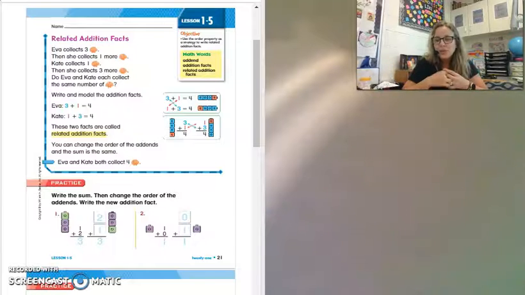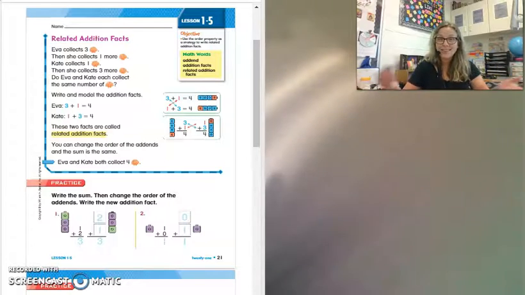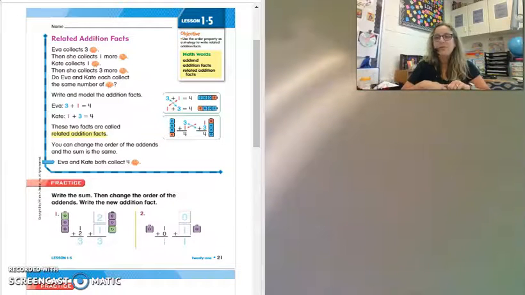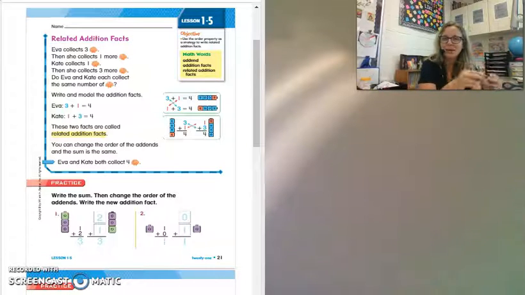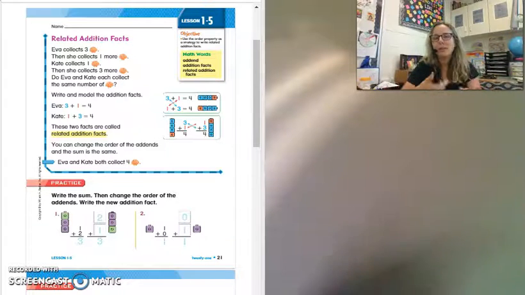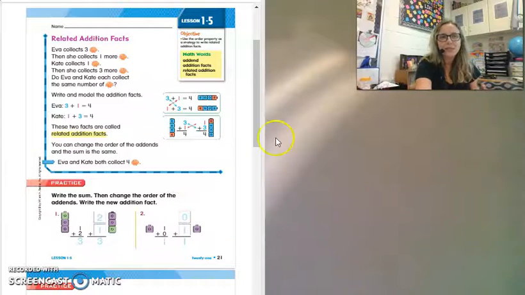So an example that I used in class today, we have twins in our class, Drew and Chase, and you are in the same family. And if Drew and Chase were getting in the car, it wouldn't matter if Drew got in first and then Chase, or if Chase got in first and then Drew. If they both got in the car, both boys are in the car. And it's the same with addition. It doesn't matter which number we add first, they'll end up with the same sum. And that's what we're talking about when we say related. So let's dive in here and look at this first problem.